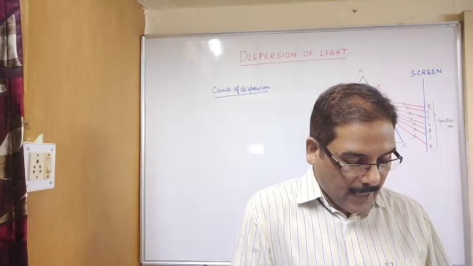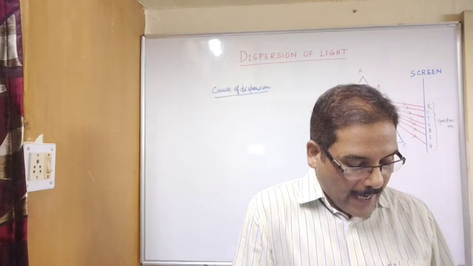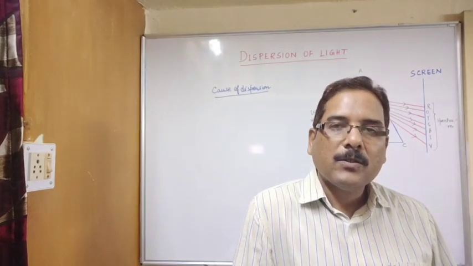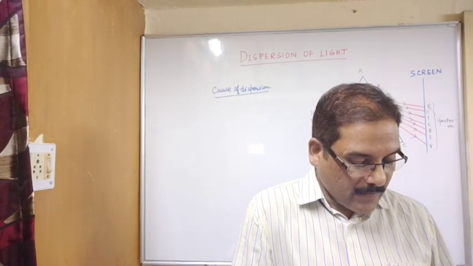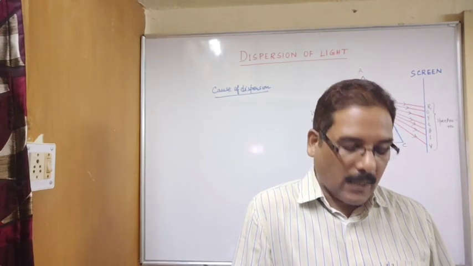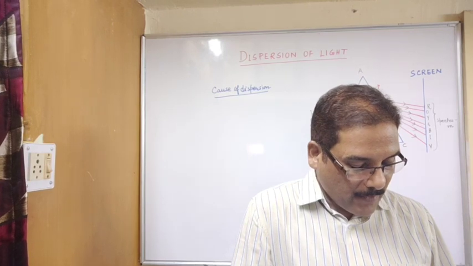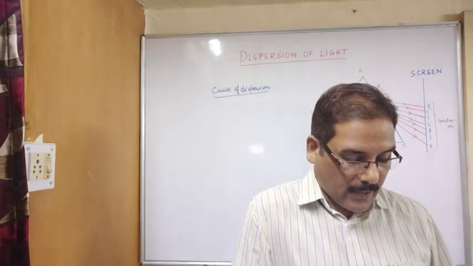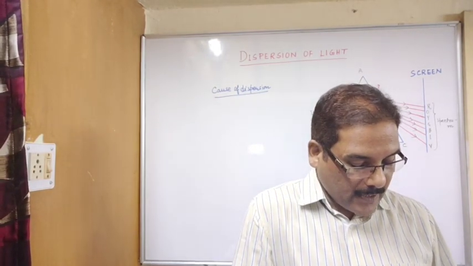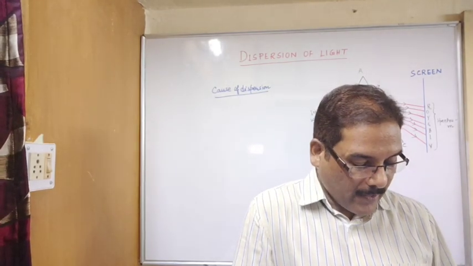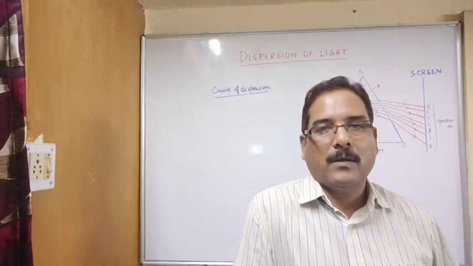I am reading the last paragraph. Isaac Newton was the first to use a glass prism to obtain the spectrum of sunlight. He tried to split the colors of the spectrum of white light further by using another similar prism. However, he could not get any more colors.